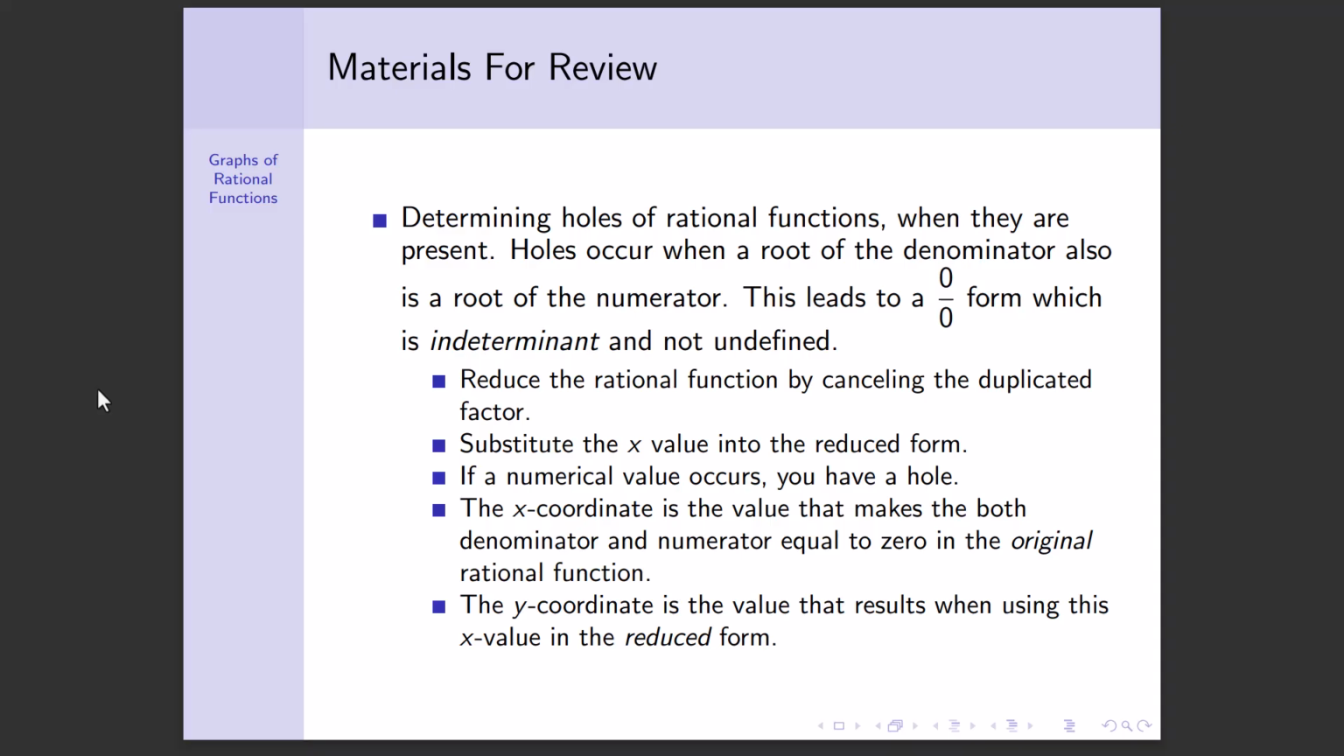Reduce the rational function by canceling that duplicated factor. Substitute the x value into the reduced form. This x value is the number that made both the top and bottom equal to 0 in the original rational function. If a numerical value occurs, then you have a hole. And again, the x-coordinate will be the value that makes both the denominator and numerator equal to 0 in the original rational function. The y-coordinate is the value that results when using this x value in the reduced form of the rational function.